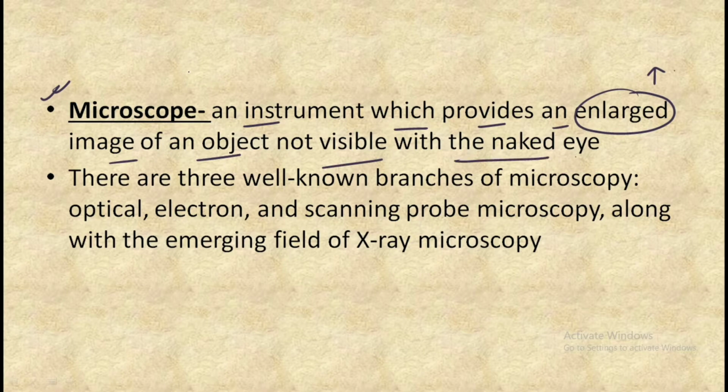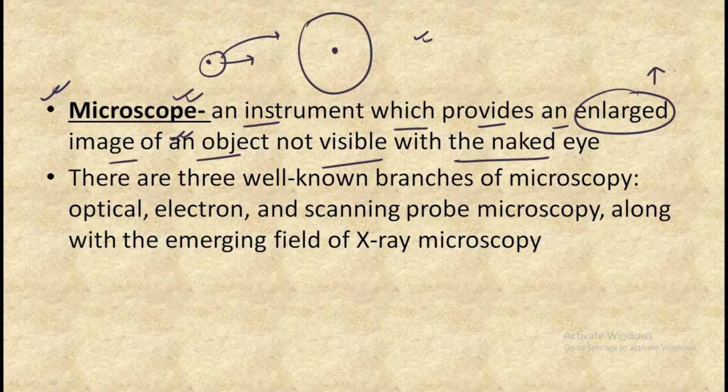That is, when we look at any object or particle which is not visible through our naked eyes, we use a microscope as an instrument to view this small object in an enlarged version. The technique is known as microscopy, and the instrument that is used is given the name of the microscope.